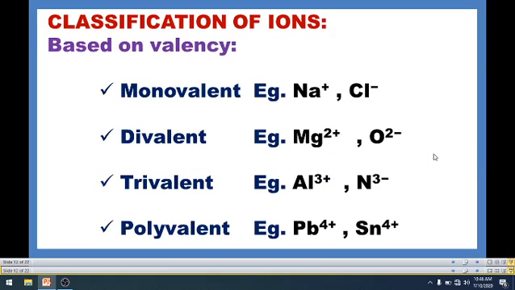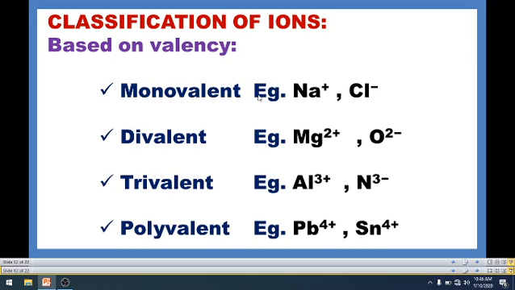And based on the valency. Valency means the combining capacity of an atom. So based on the valency, ions are classified into monovalent ion, divalent ion, trivalent ion and polyvalent ion. Mono means 1, di means 2, tri means 3, poly means many. So these are all the numerical prefixes which are used in chemistry: mono, di, tri, poly.